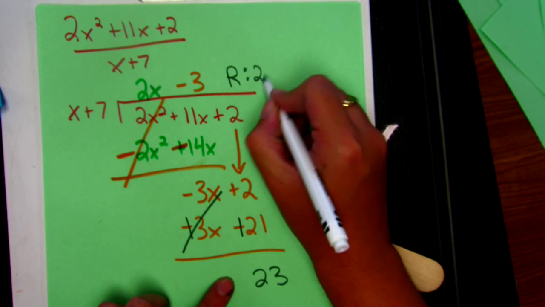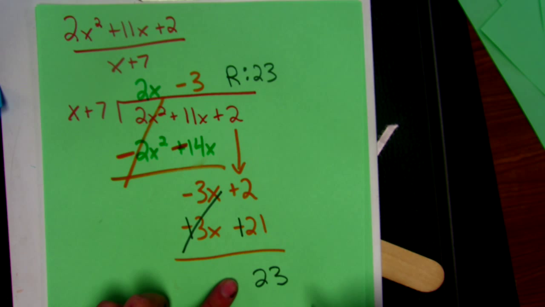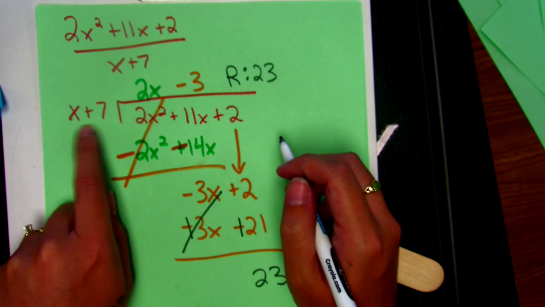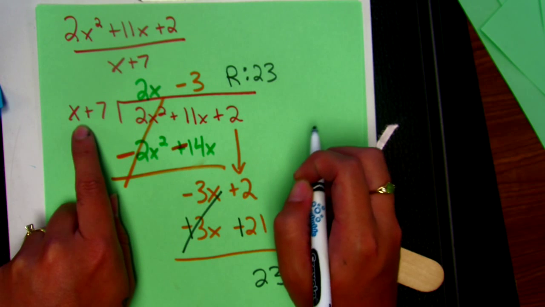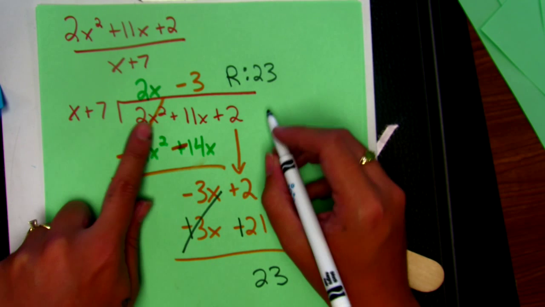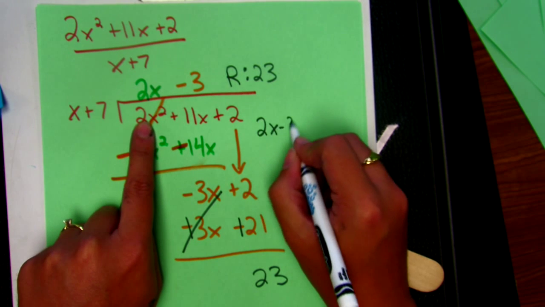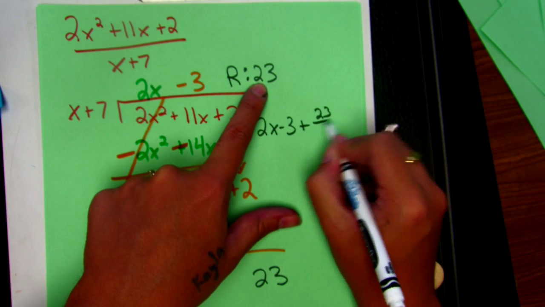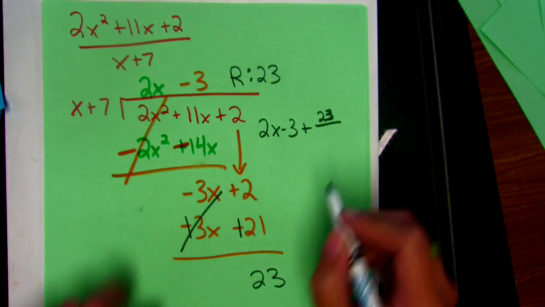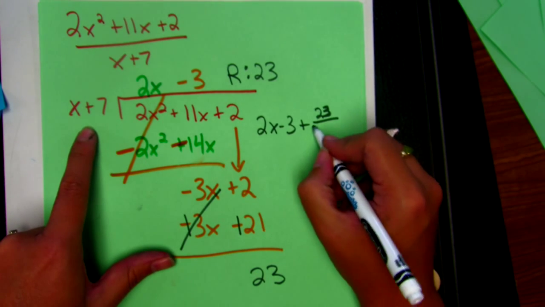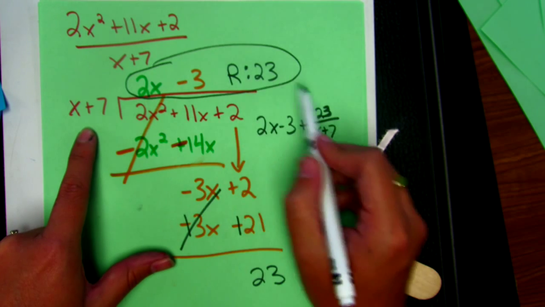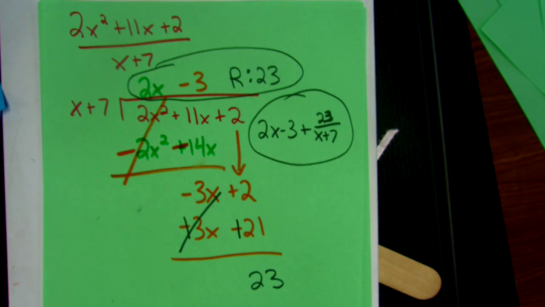So remainder 23. You can also write your remainder over your binomial and write it as a fraction. So for example, 2x minus 3 plus our remainder, 23, over our divisor, x plus 7. So either one of these is correct.